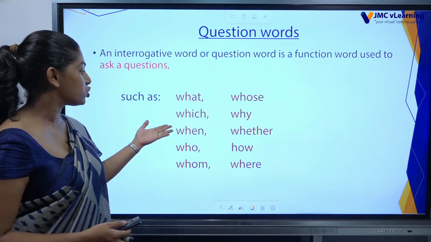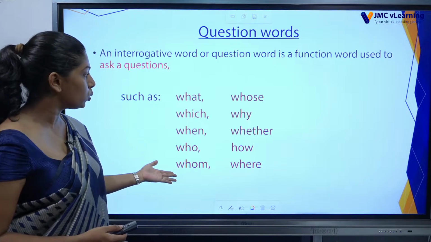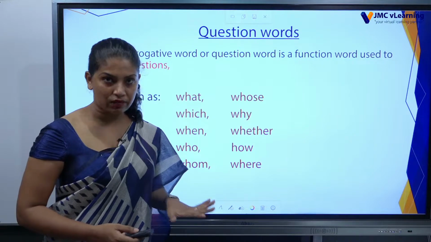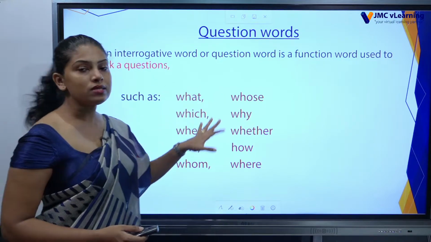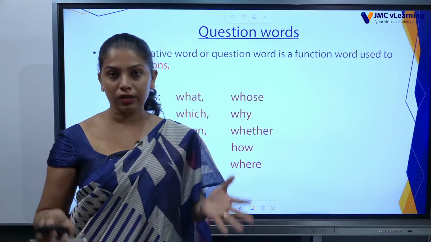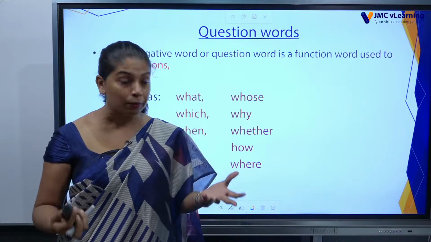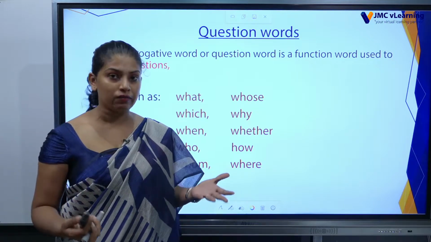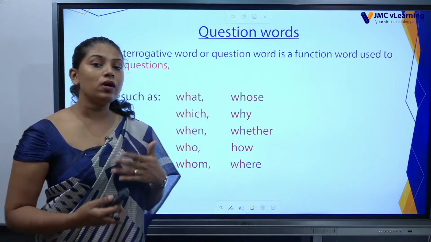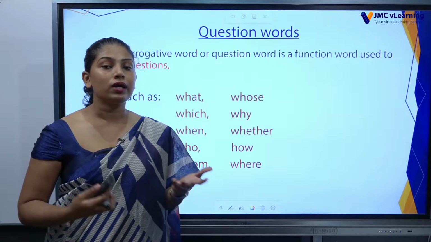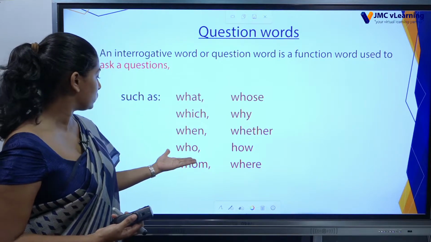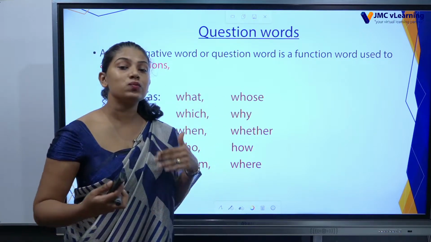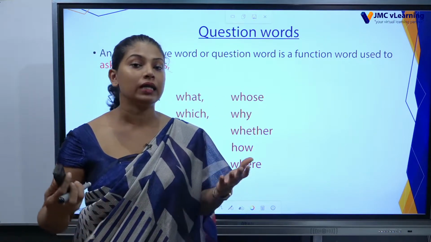What, which, when, who, whom, whose, why, whether, how, where. These are the question words given here. So you can use these question words when you are asking different kinds of questions. When you are asking about something, you can use words like what, which. When you are asking about a non-living thing, you can use these words. But when you are asking a question regarding a living thing, you can use words like who, whom, whose.